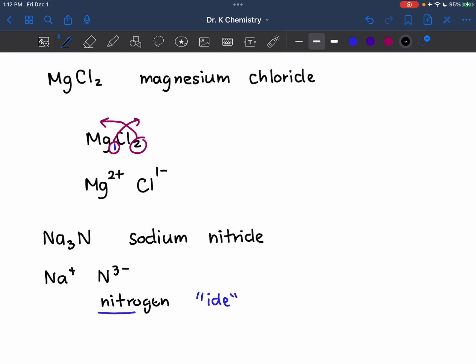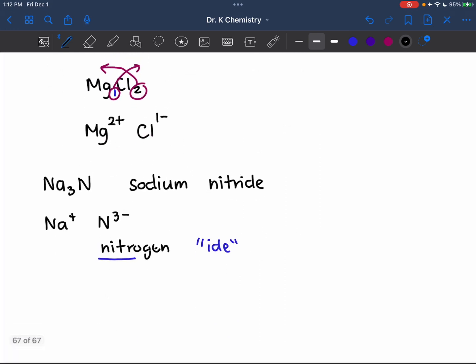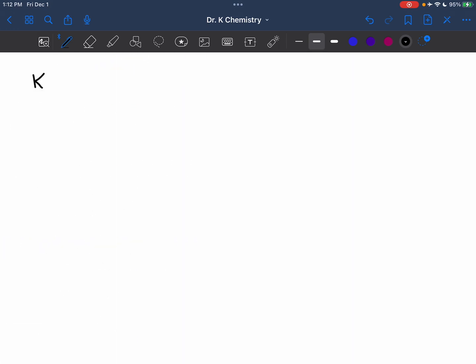Notice I'm not indicating any charges in these names, and that's because they are completely predictable. I can just use the periodic table to go backwards, and I don't really have to think about it any further. Let's try a few more.